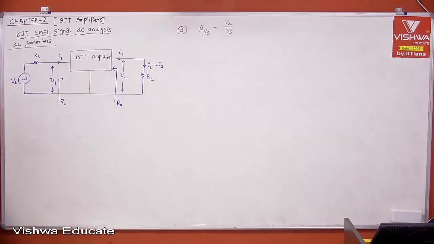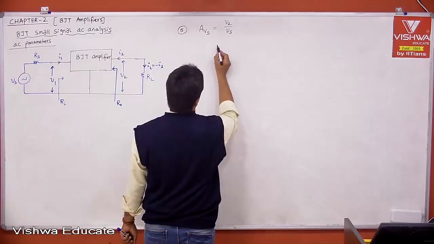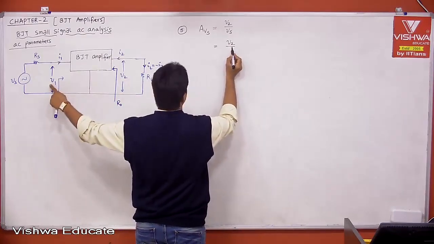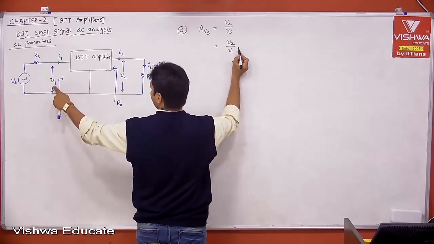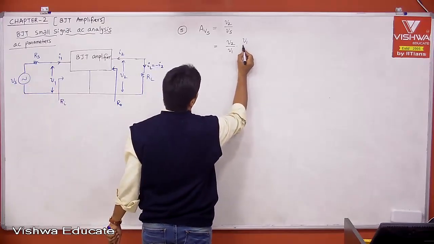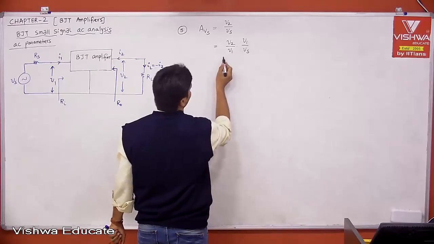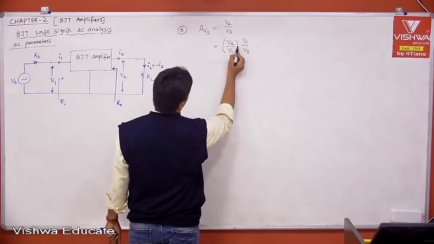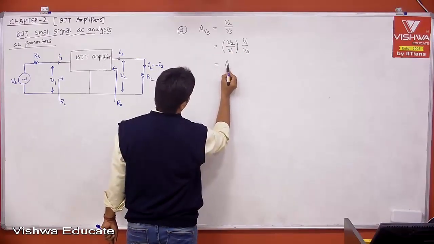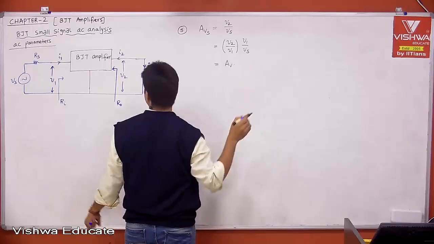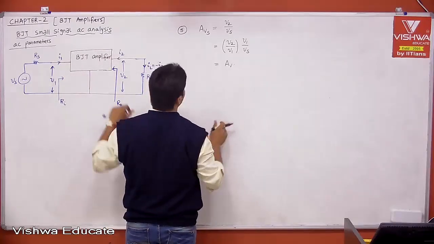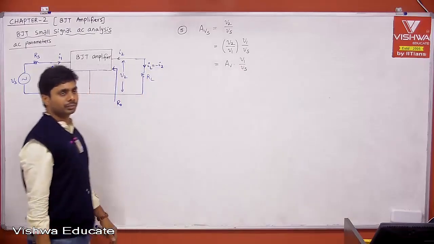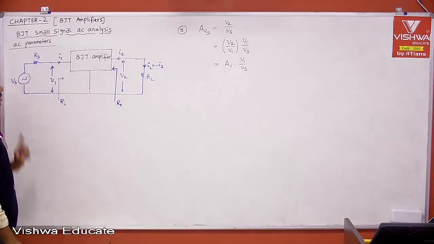Okay, now to calculate this, can I write it like this? What is V2? You are getting V2 because of V1, and V1 because of Vs. Can I write it like this? V1 will be cancelled mathematically, then it is V2 by Vs. Therefore, already we know what is V2 by V1. That is nothing but your voltage gain, which you already calculated, the BJT amplifier core gain, V2 by V1. Now we need to know what is V1 by Vs. If you know V1 by Vs, the problem is over. Therefore, what is V1 because of Vs?